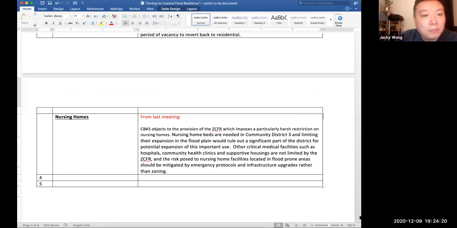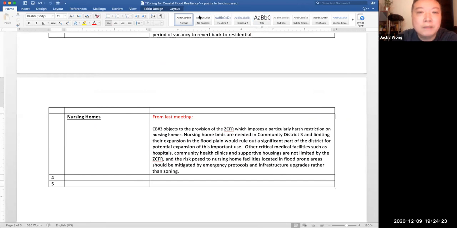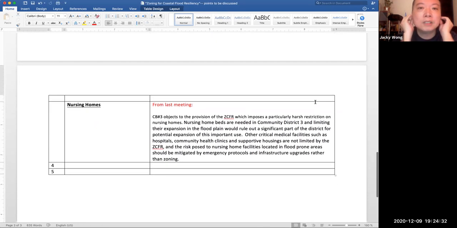I see. For the nursing home, I have heard some people disagree with this point, but I feel like most of our committee members seem to be okay with this point. The issue is that I don't want to limit the building or expanding of nursing home beds in our neighborhood and also other supportive housing, that kind of thing. I understand the reasoning why DCP wants to limit it, but I also feel like a lot of this issue can be resolved by better planning of infrastructure and also emergency protocol.